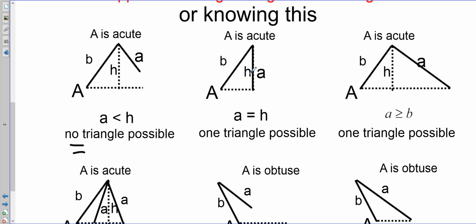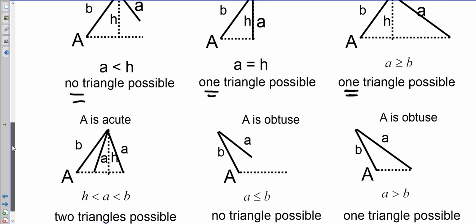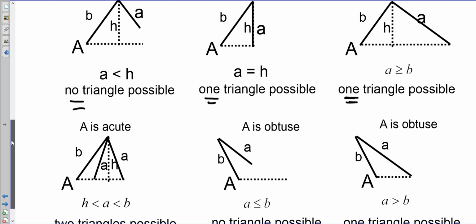If A is an acute angle once again, and you realize a and b are equal, there is going to be one triangle that exists. A equaling b, one possible triangle exists. If you notice that a is greater than b, one triangle also exists. So this angle A, and you compare these two sides, and a is greater than b, one triangle also exists. Now this is where it gets crazy.